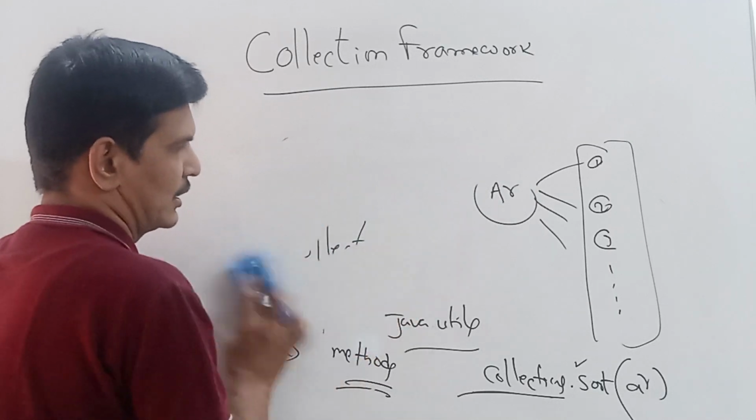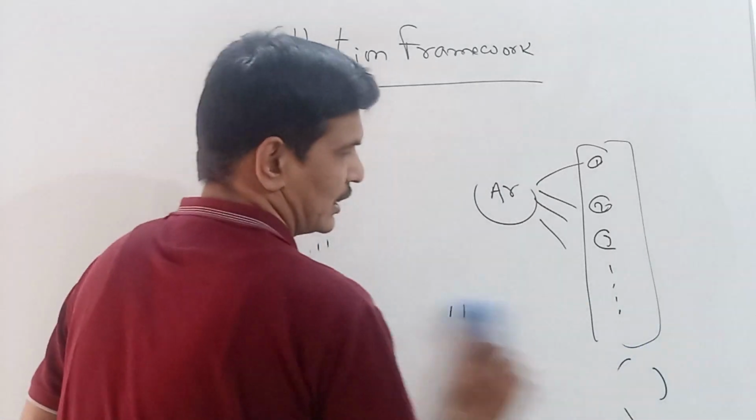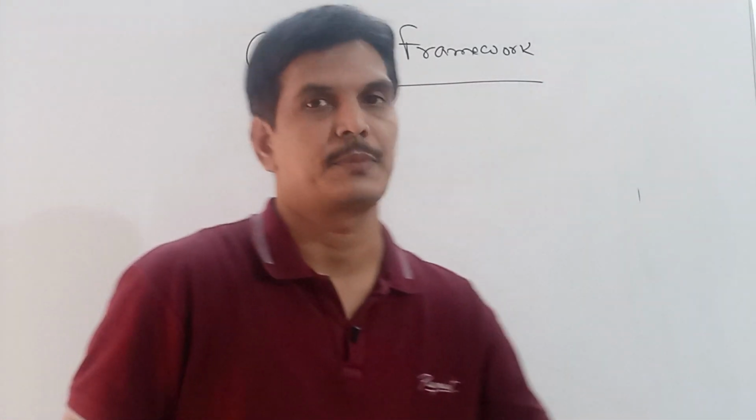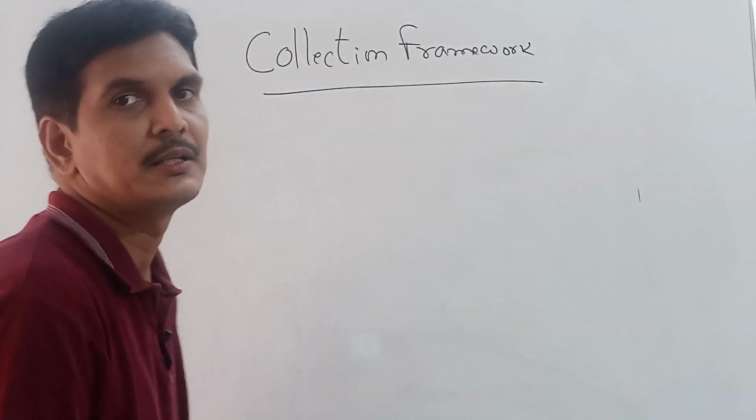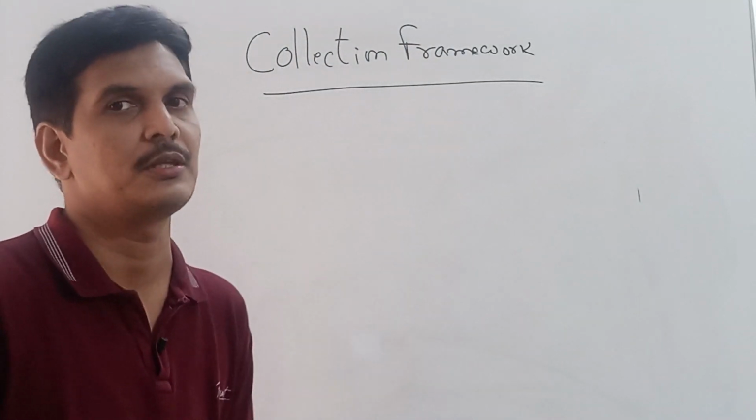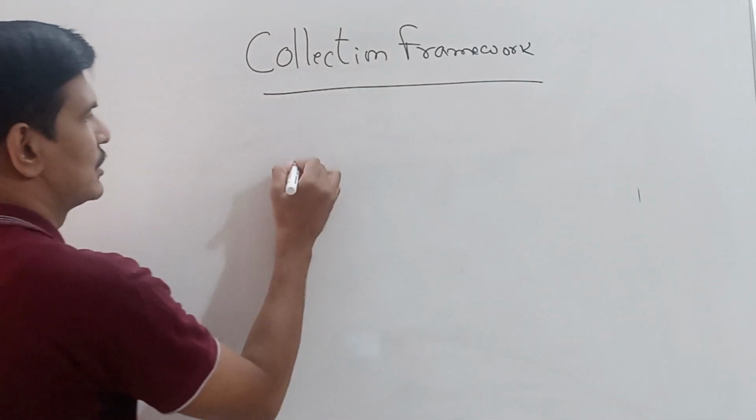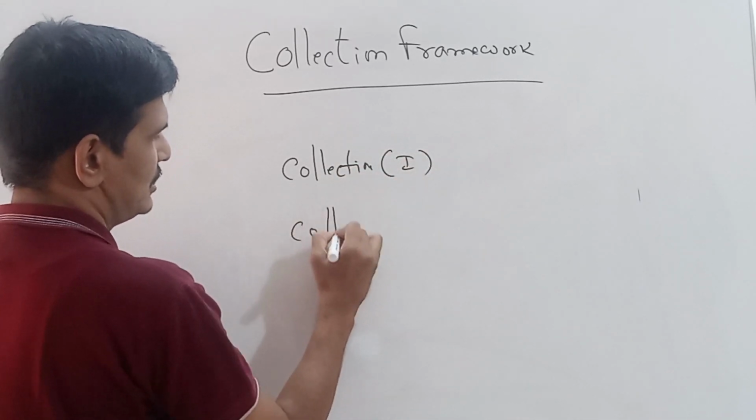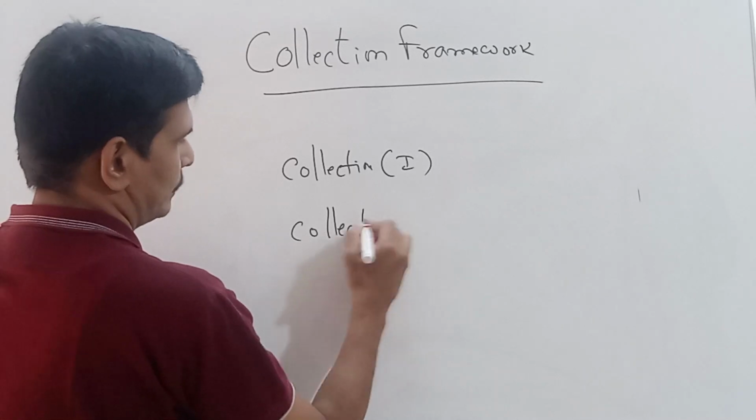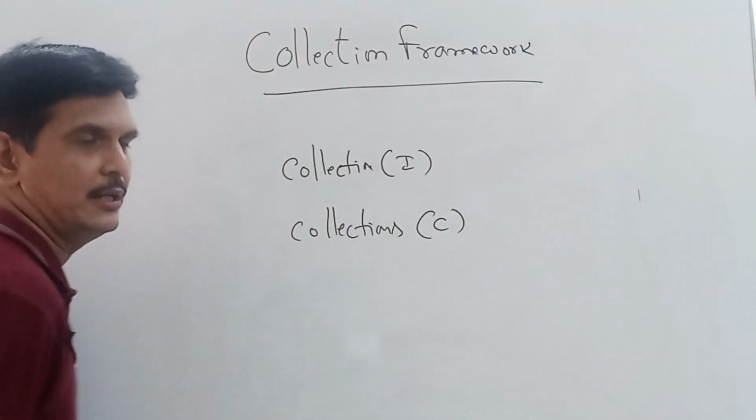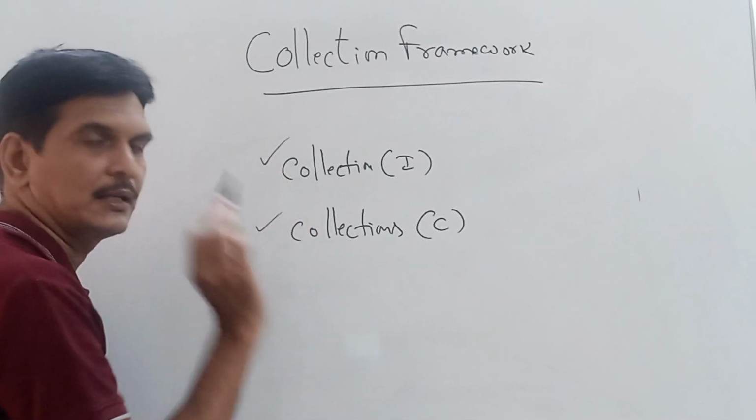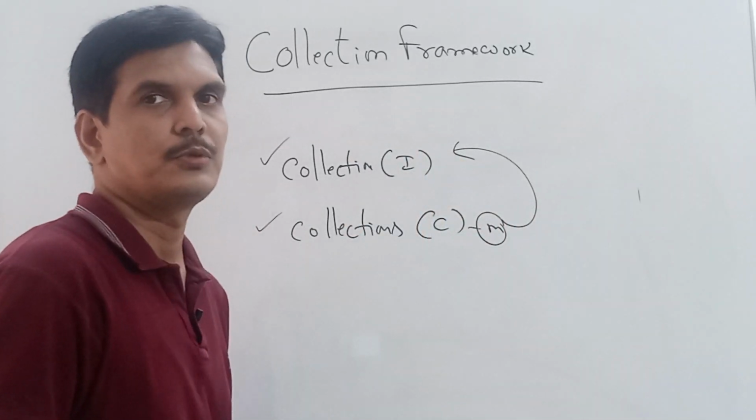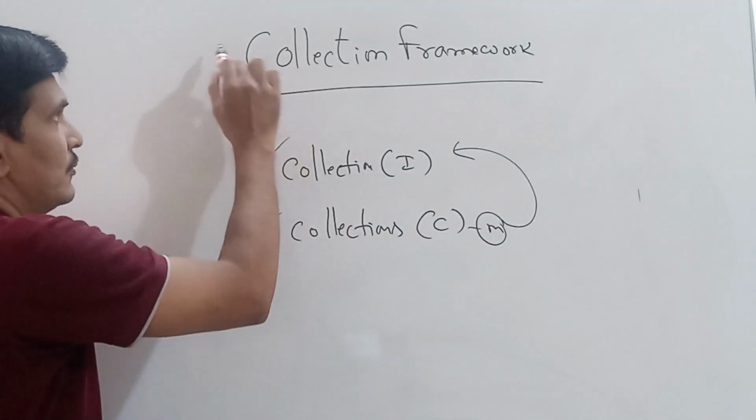Let me just repeat once again. Collection is an interface which comes under the collection framework, and Collections is a predefined class which contains some utility methods by which we can perform certain operations on collection objects. That is the difference between the Collection interface and Collections. Collections is a class which contains methods that we can use on collection objects. So this is a very important thing.